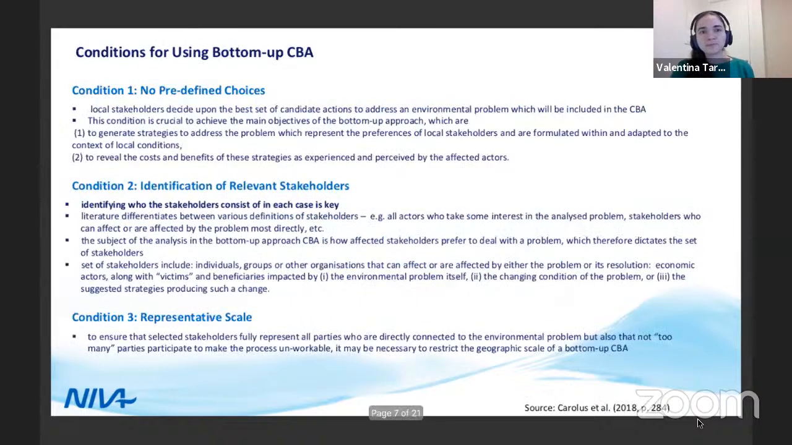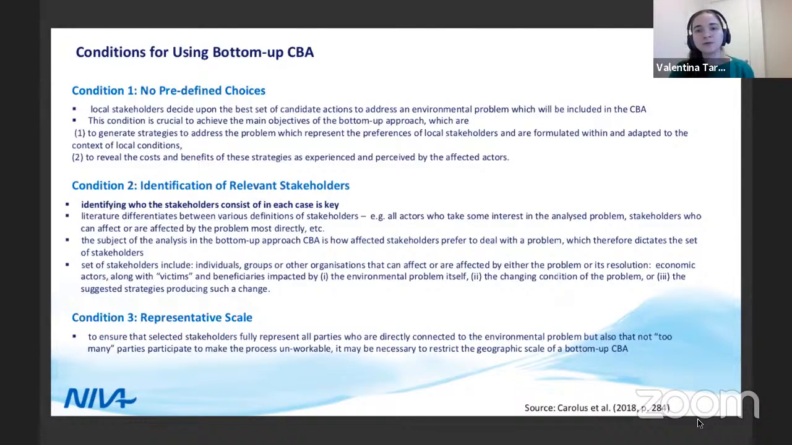Next slide, please. To use the bottom-up cost-benefit analysis in practice, we need to consider three conditions. The first one refers to the fact that there are no predefined choices; local stakeholders decide upon the best set of candidate actions to address the problem which will be included in the cost-benefit analysis. This condition is crucial to achieve the main objectives of the bottom-up approach, that is, to generate strategies that address the problem which represent the preferences of local stakeholders, and to reveal the costs and benefits of these strategies as experienced and perceived by the affected stakeholders.